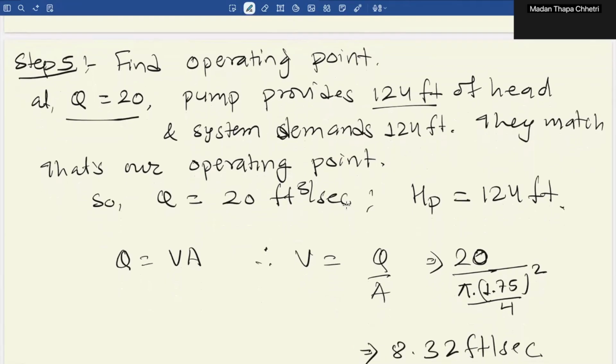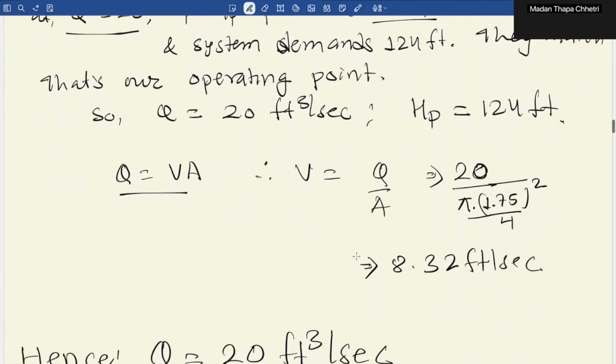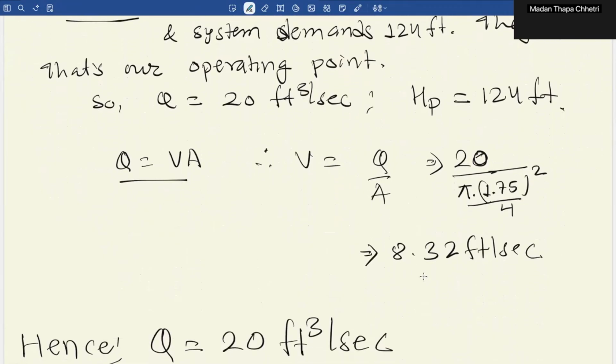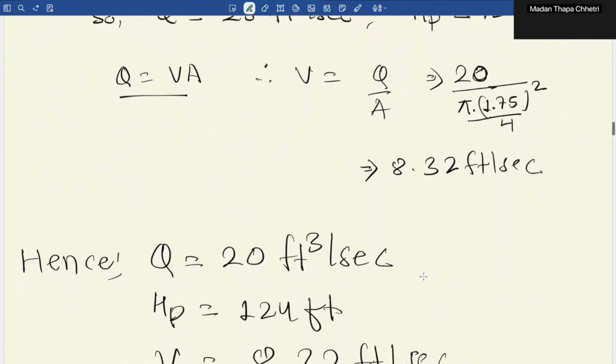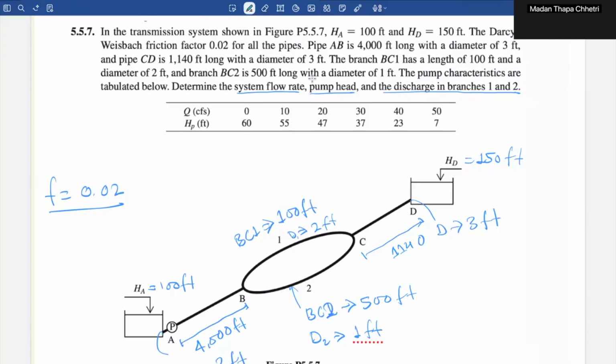Since our Q is known, 20, and HP is also known, we just need to find the velocity. When we use this continuity equation, we will have the velocity as 8.32 feet per second. So hence our overall answers are Q equal to 20, HP equal to 124 feet, and V equal to 8.32 feet per second.